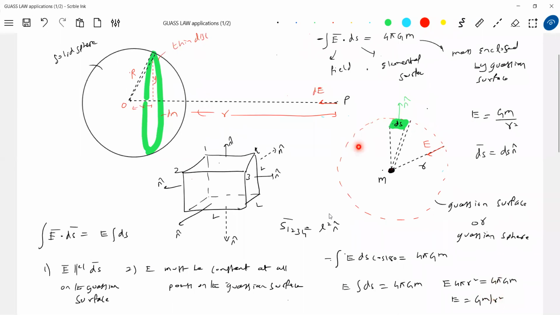Therefore, whenever you are using Gauss law, you should follow these 2 points. What type of Gaussian surface should you assume? You should assume a Gaussian surface such that E bar is parallel to ds bar at all points on the Gaussian surface, and E must be constant at all points. Then only you'll end up with the answer. Otherwise, you will not get the answer. But don't say Gauss law is wrong. You should not say Gauss law is wrong.